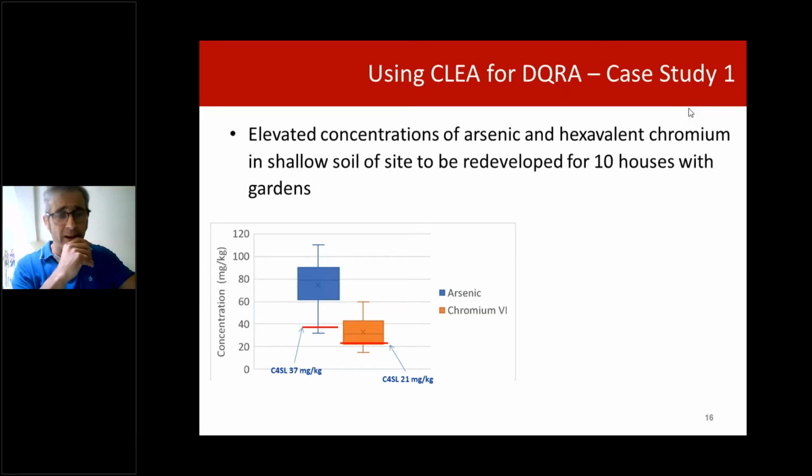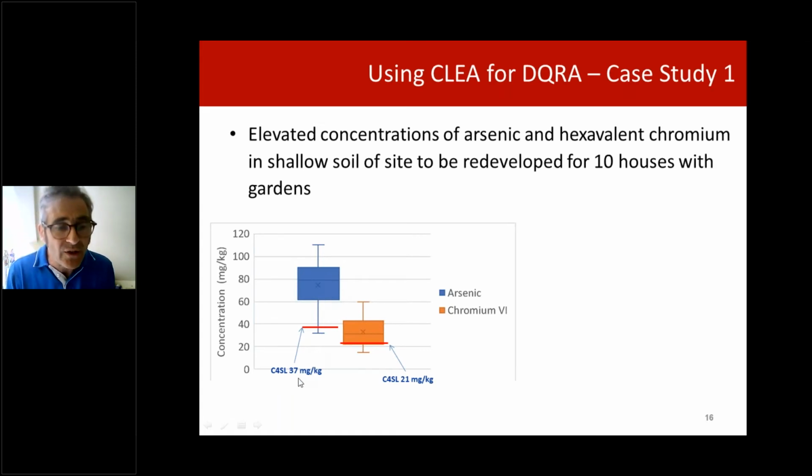Now, this little box plot here, trying to follow the new CLEA guidance, summarizes the concentrations of arsenic and hexavalent chromium. The box plot shows the top bar and the bottom bar is the range in concentrations. The cross is the arithmetic mean concentration. And the top of this box is, I think, the upper 25th percentile, and the bottom of the box is the lower 75th percentile.